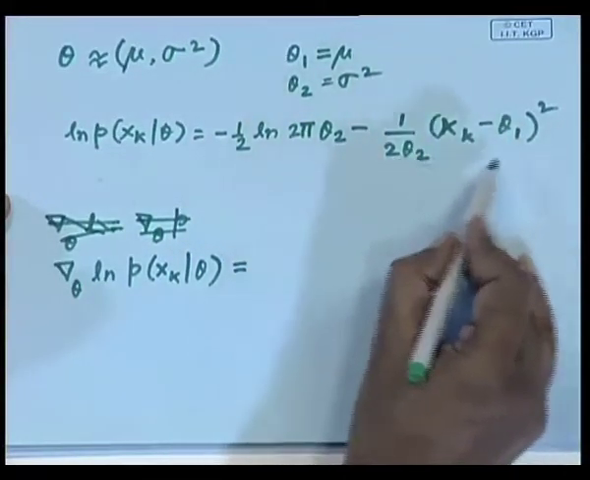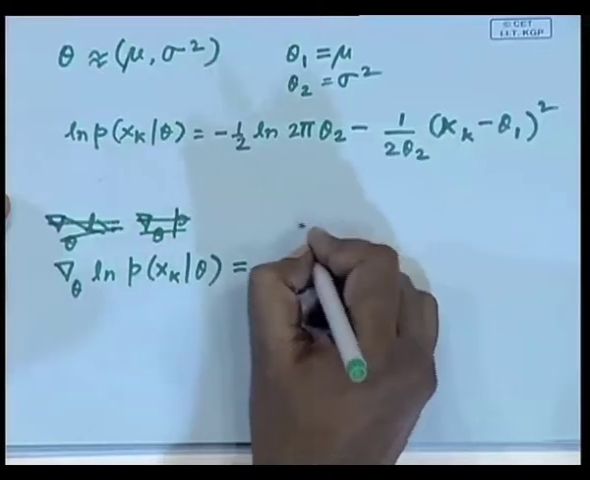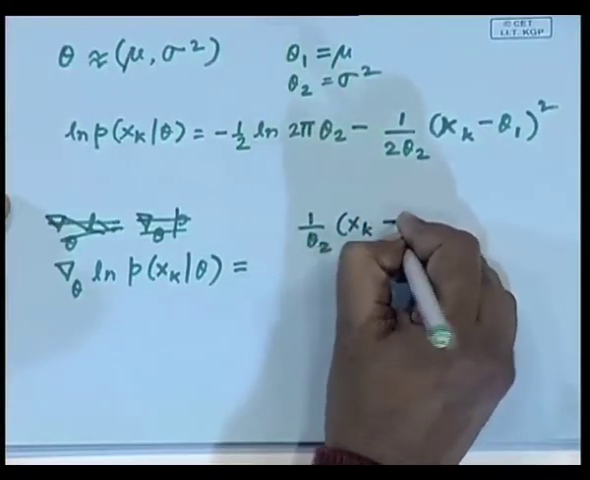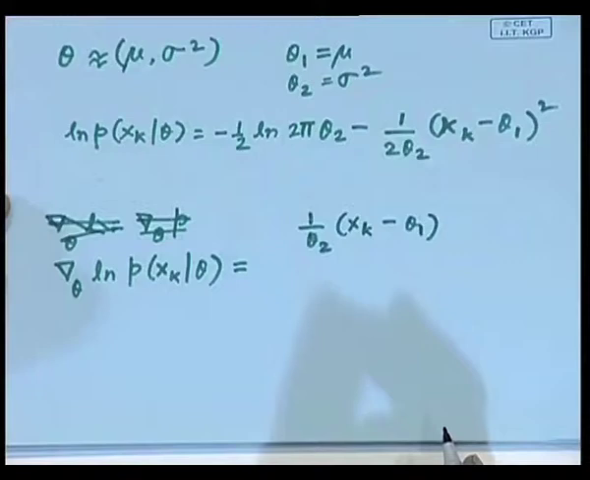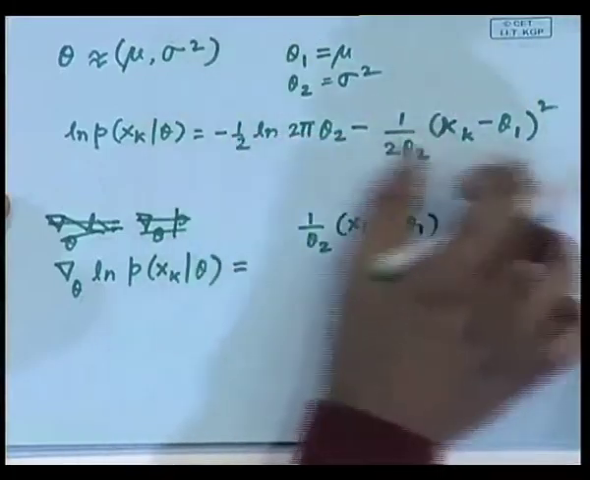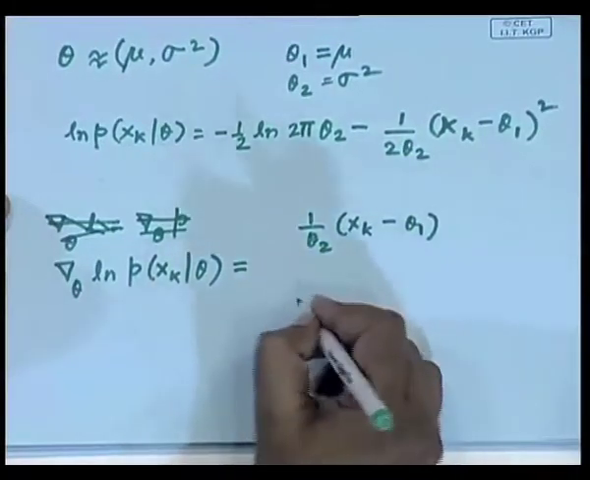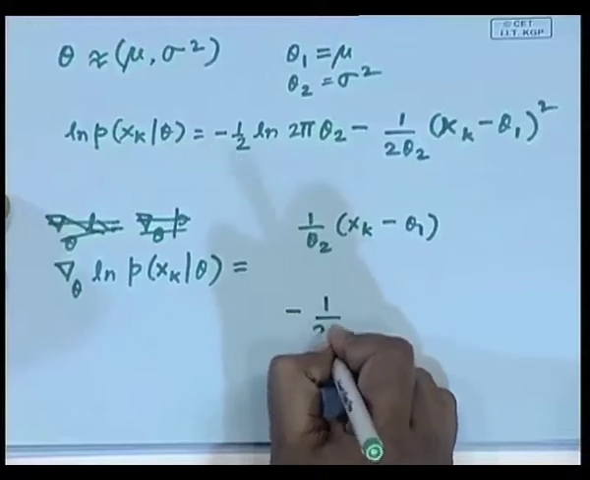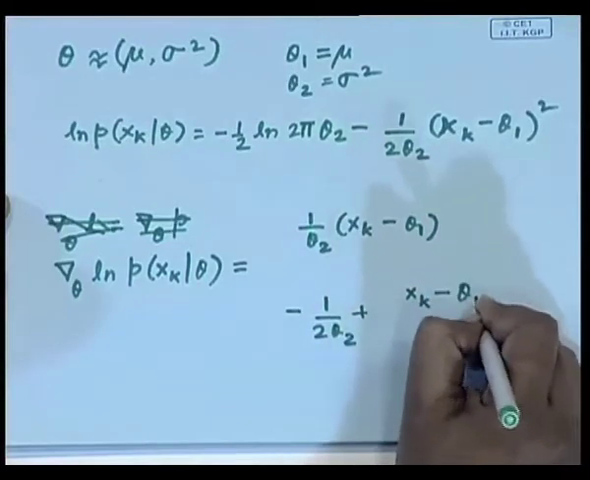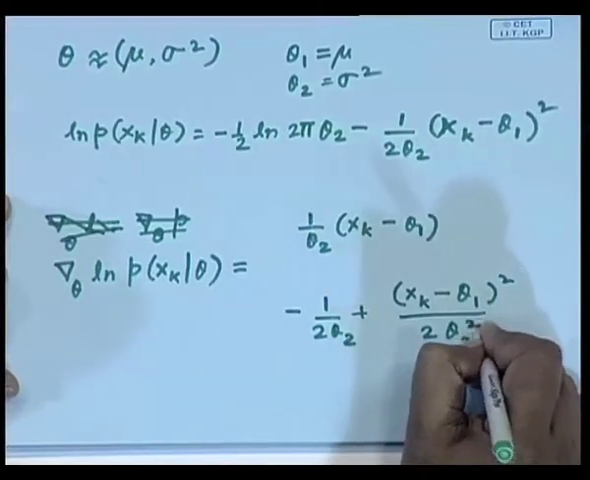So, what I have is the derivative of this with respect to theta 1, and when I take the derivative of this with respect to theta 1, it simply becomes 1 upon theta 2 into x k minus theta 1. Okay. And when I take the derivative of this with respect to theta 2, you find that the derivatives corresponding to both the terms will exist, because in both the places I have theta 1. Okay. And that will simply become 1 upon 2 theta 2 plus x k minus theta 1 square upon 2 theta 2 square.